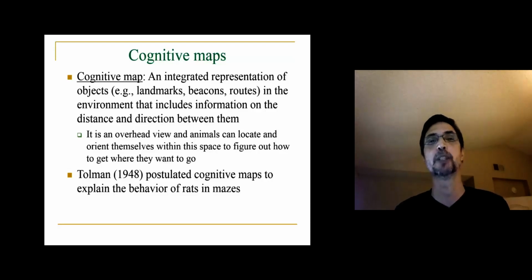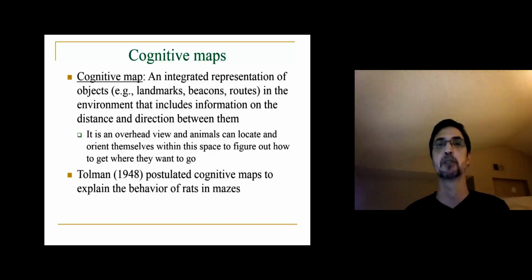When researchers first started to look at animal cognition and navigation, one of the first ideas that they came up with is that animals navigate by using a cognitive map. And a cognitive map is basically an integrated spatial representation. It's a representation of various objects that include landmarks, beacons, different routes to be taken in the environment, and it also includes the distance and direction between each of these components.